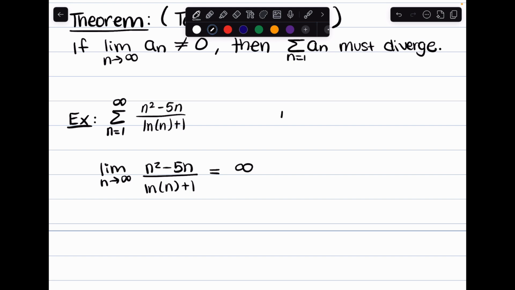So we can say by the test for divergence, you can write TFD, the series converges? No, diverges. The series diverges.